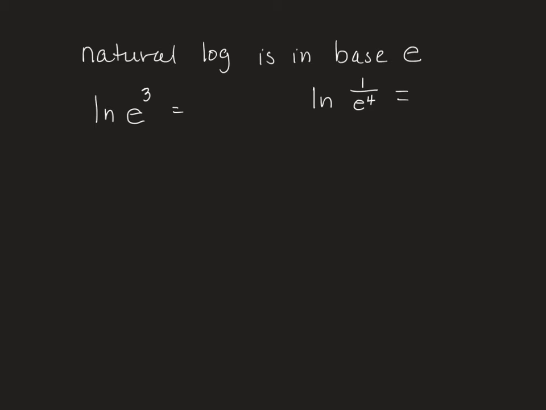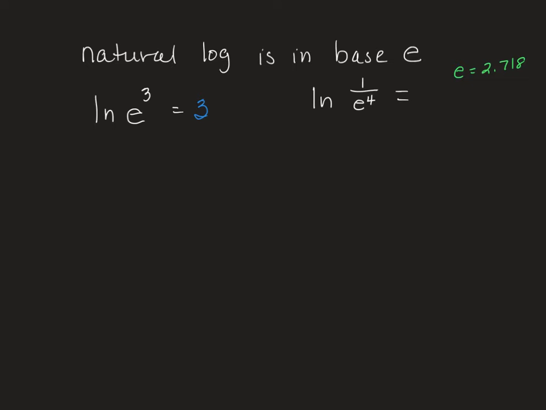I want to say that e equals 2.718 and so on, but that's the general gist of it. The idea is that this is my base number. So this says ln e to the third. My exponent is my answer, so my answer is just 3.